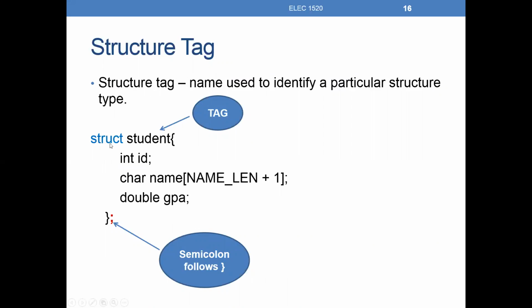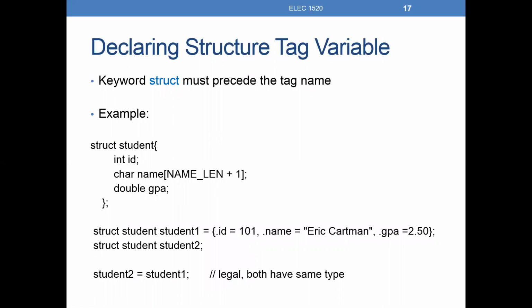So we still have the same keyword struct, and then this tag is just an identifier name. So it comes immediately after the keyword struct and right before the opening curly brace. Right, and we have the same 3 fields in here, that doesn't change. And now we put a semicolon at the end. Right, so it now looks like this.